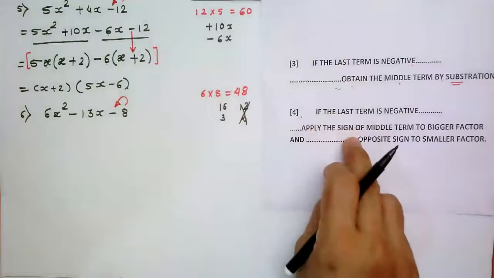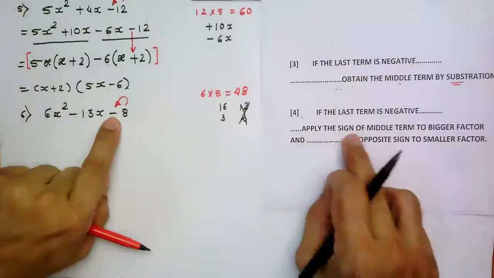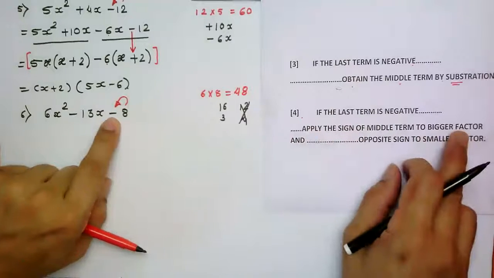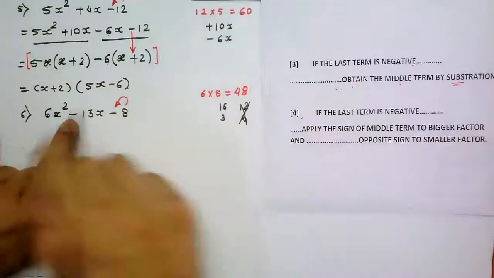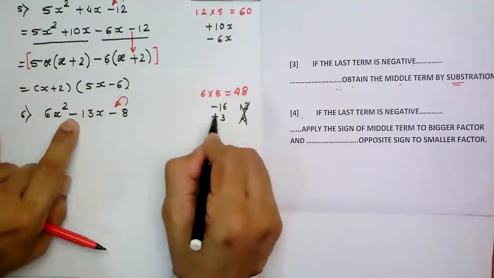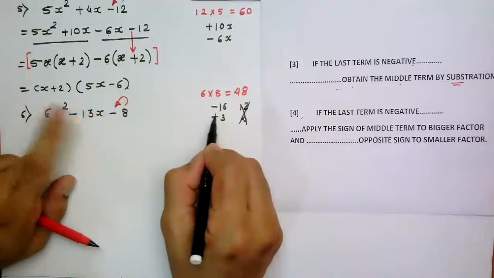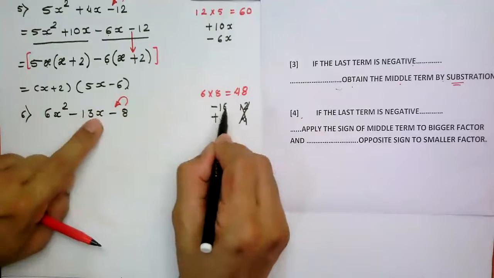Now this rule. If the last term is negative, apply the sign of middle term to the bigger factor and opposite to the smaller. So minus 16 plus 3 gives you minus 13. Apply this x.